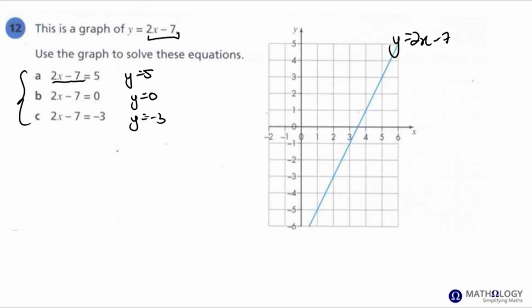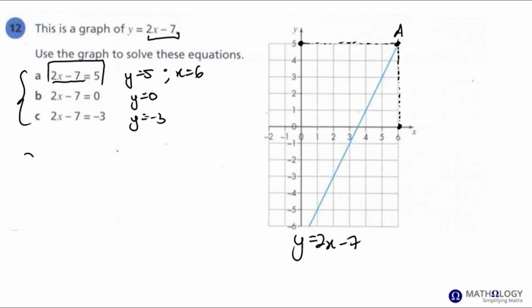So if we're starting at y equals 5, which is here, we are then going to move across with the ruler to the function, which is at that point there, point A, and then we drop a perpendicular down to the x-axis. So for y equals 5, x equals 6. Right? That's done graphically. Now before we do B and C, let's solve this like we normally do.